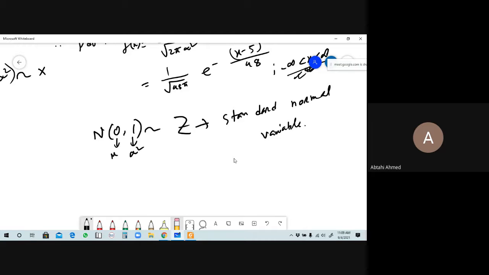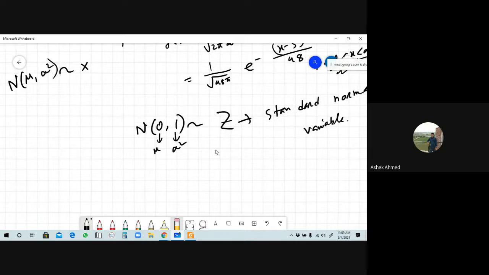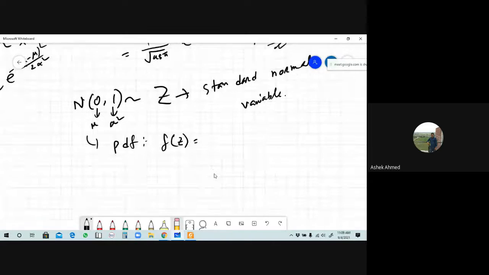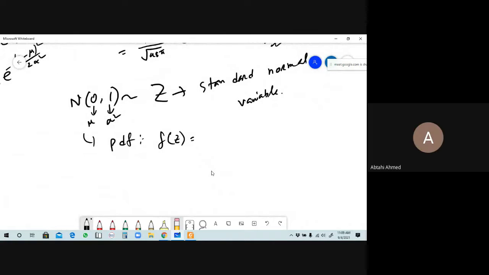Yes sir. Okay. We generally know that the PDF of this normal distribution, that is f of x, is 1 by root over 2 pi sigma square into e to the power minus (x minus mu) whole square divided by 2 sigma square. Is it right? Okay. Since here z is the variable, for that case the PDF will be f of small z. Is it right? Response me. Response করো. Yes sir.